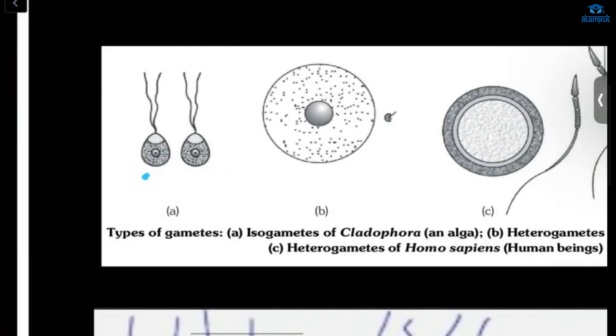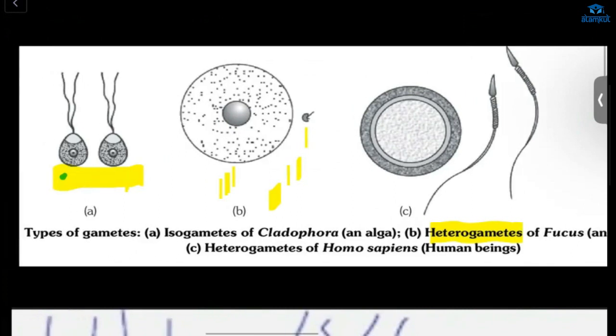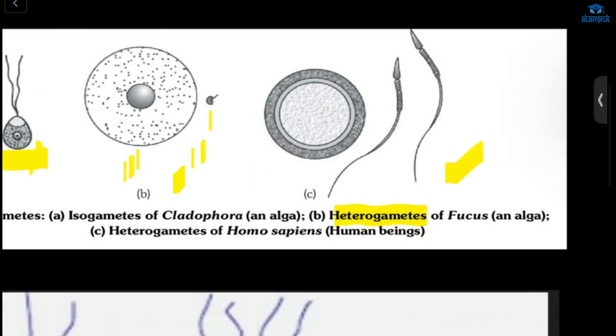So you can see here, this one is an alga, Cladophora, and both the male and the female sex cells are the same size. So these are called isogametes. And this is another alga, Fucus. Here you can see the different sizes of the male and the female germ cells. These gametes are called heterogametes. The same size one is called isogametes. Next, in humans also, the gametes are heterogametes. That is, the male and the female gametes are in different sizes and different shapes.